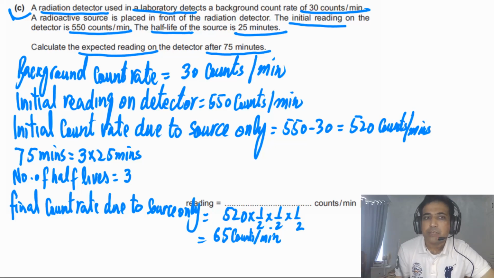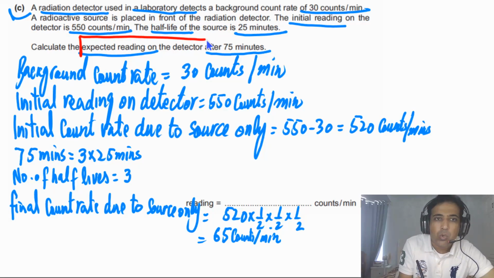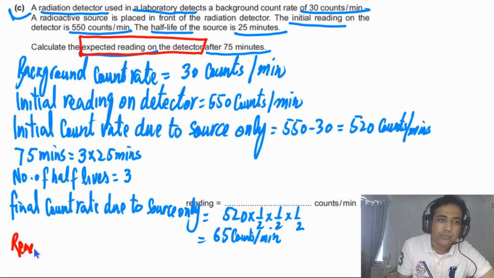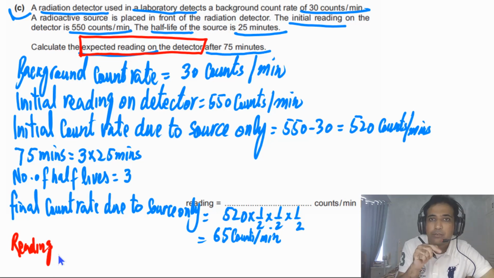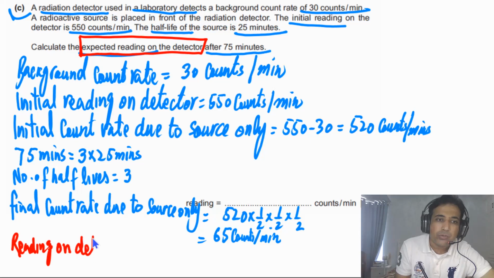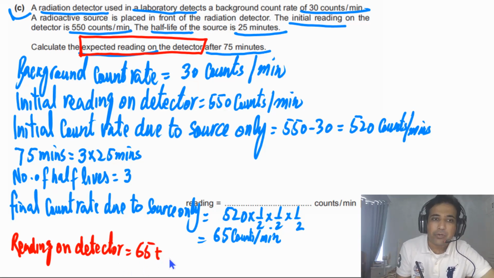But the question is asking us for the expected reading on the detector. Actually this is expected, because it can be a little bit plus or minus, as decay is random. That's the reason they have written expected reading. So the reading on the detector has to be equal to the final count rate, 65, plus background. Background is 30 counts per minute. So the final reading will be 95 counts per minute.